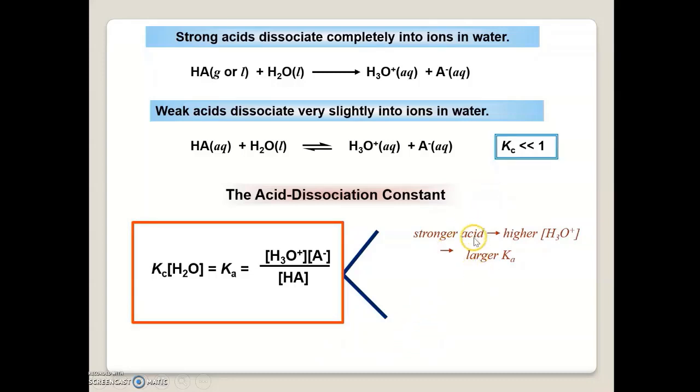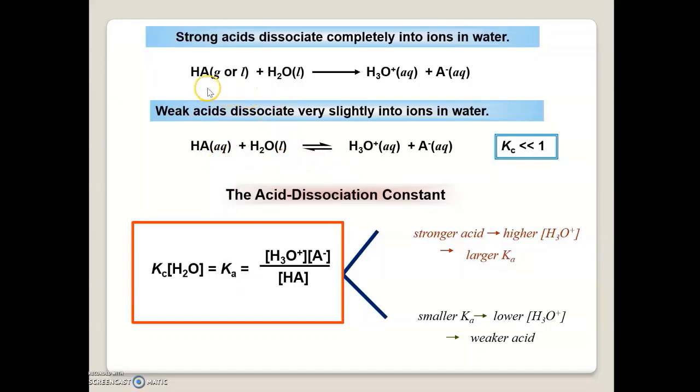If we have a stronger acid, the concentration of H3O+ produced during the dissociation will be higher. It will make the Ka value greater. However, if we have a weaker acid, we will have a lower concentration of H3O+ produced during the dissociation, and then we will have a smaller Ka value. So remember, the Ka value is only present for a weak acid.